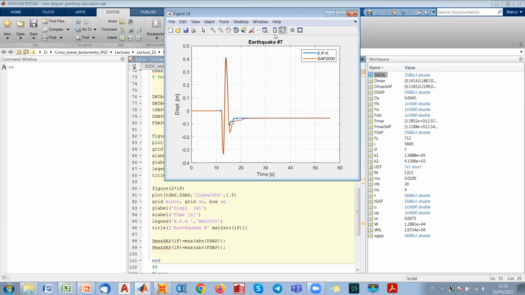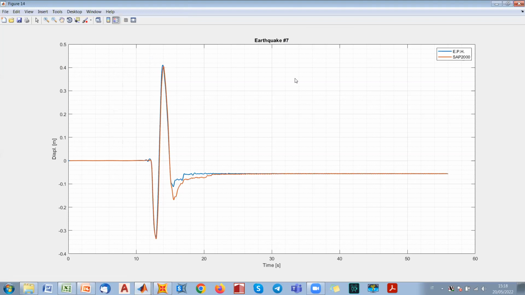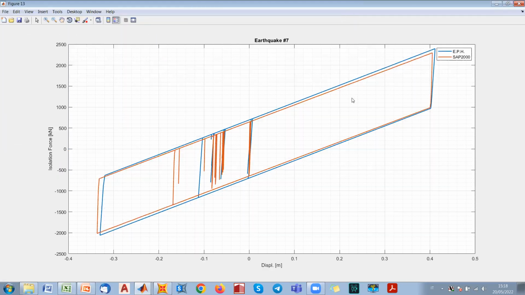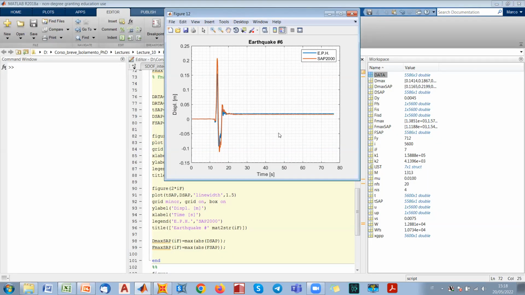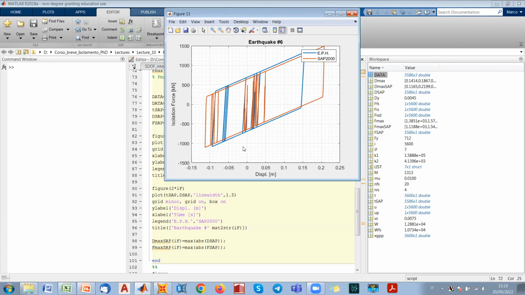But maybe by looking, okay, this is the comparison for earthquake 7 of the displacement time series. It is a fairly good comparison. And this is for the hysteretic response. You see that there is this difference, but this is because for sure we are missing for the elastoplastic also the contribution of the flat sliders. So let's have a look at that. I mean, we have to go back to, yeah, you see there is a little bit of difference between the two, but there is a difference actually for the force response.